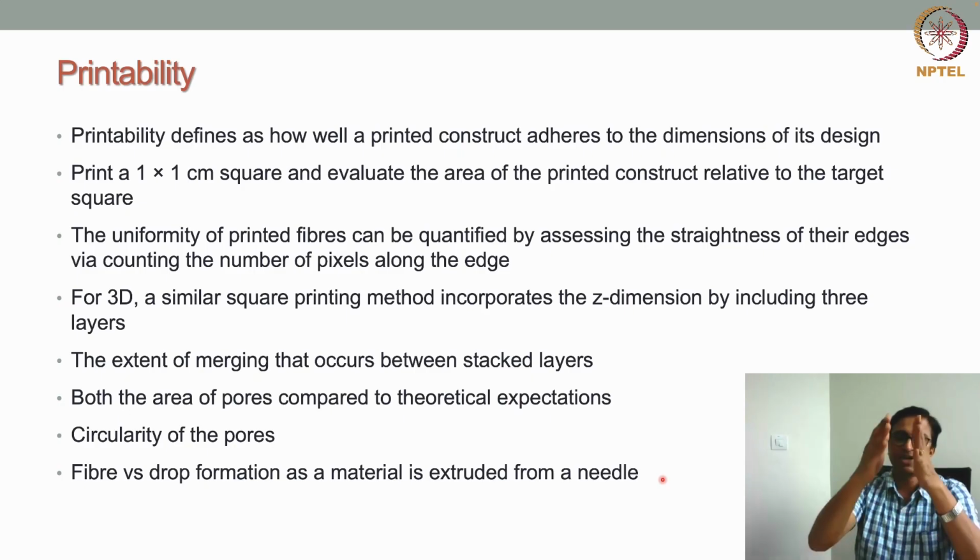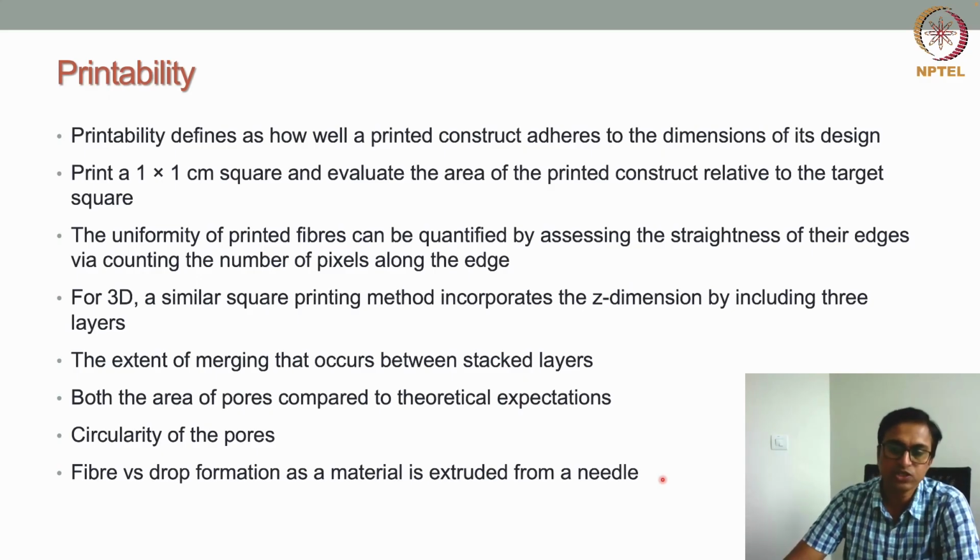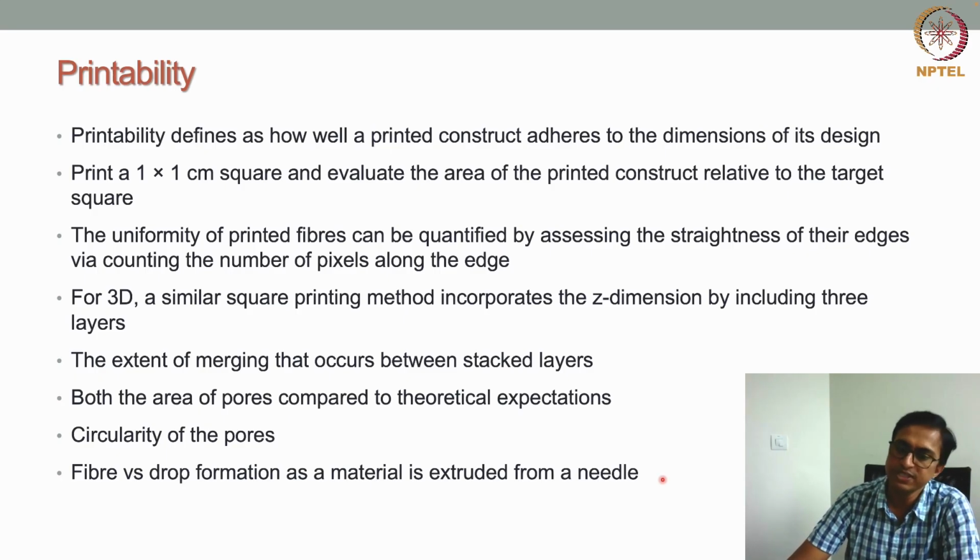Again, if you increase the pressure further and there is a fiber formation, that is perfect. But if the fiber is formed but getting wider, that means it is over extruding the material. There again you need to optimize your pressure to get a perfect fiber formation. So fiber formation is again an indication of printability of the material at that set of conditions.